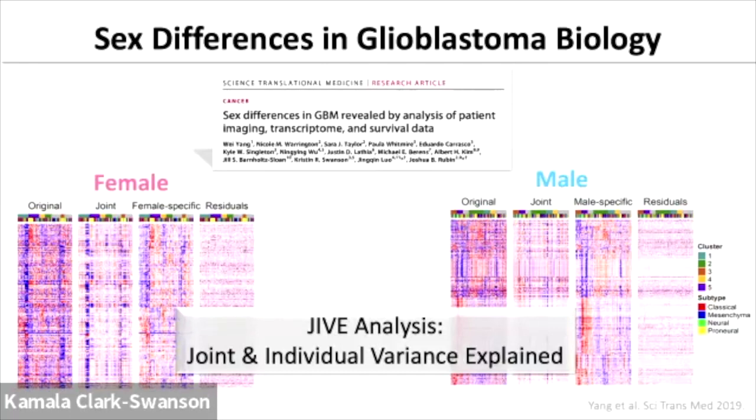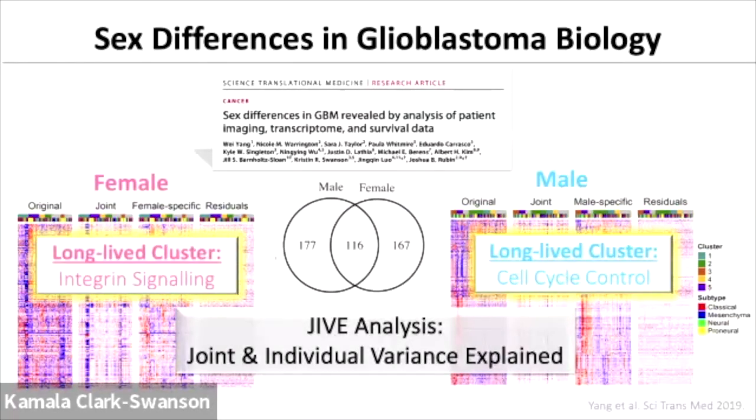So this method, known as JIVE, Joint and Individual Variance Explained, is an opportunity to take the shared information, subtract that out, and then you have two sex-specific remainders. Now, you can look at the sex-specific remainders. There's overlap, obviously, in these situations, but there's also distinct components of the transcriptome that come out.